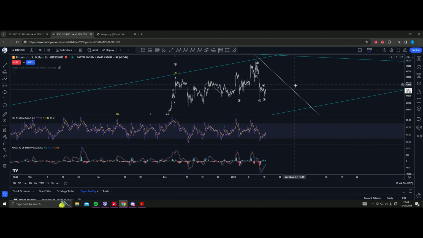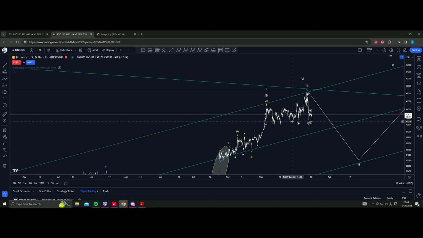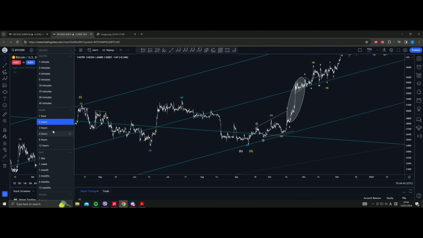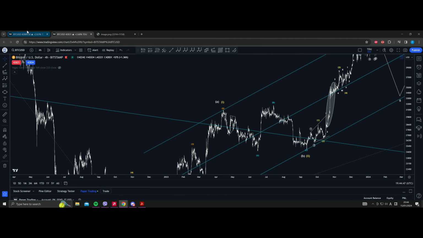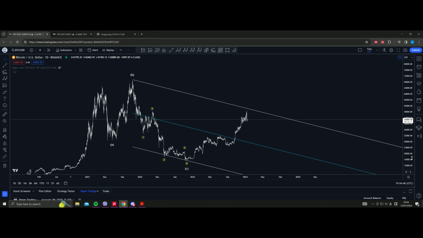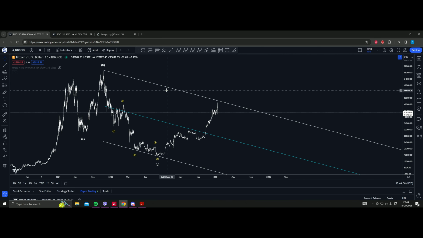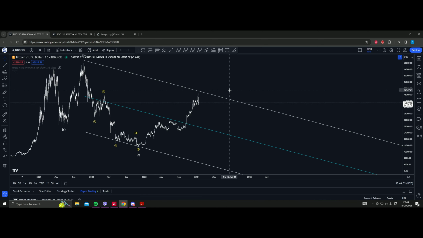Since this chart is logarithmic, I'm going to show you. Was it this? No, it was this. Okay, so assuming that we had a completion of a cycle here, and now we had a flat with A, B, 1, 2, 3, 4, 5, C flat, and now we're building a new cycle.